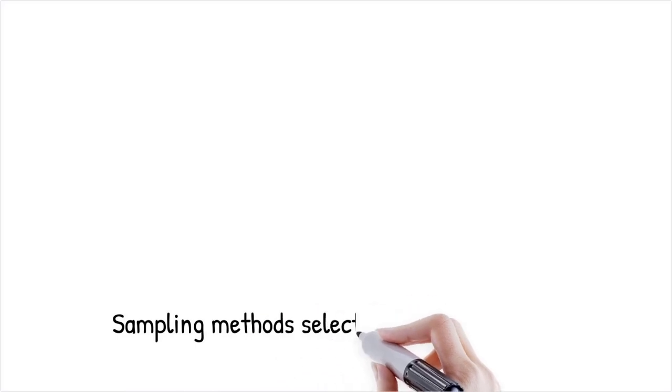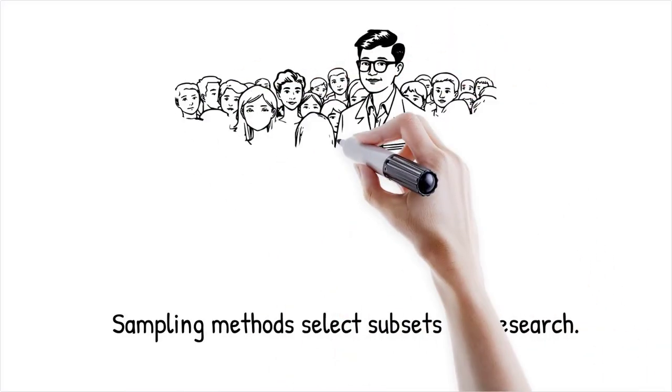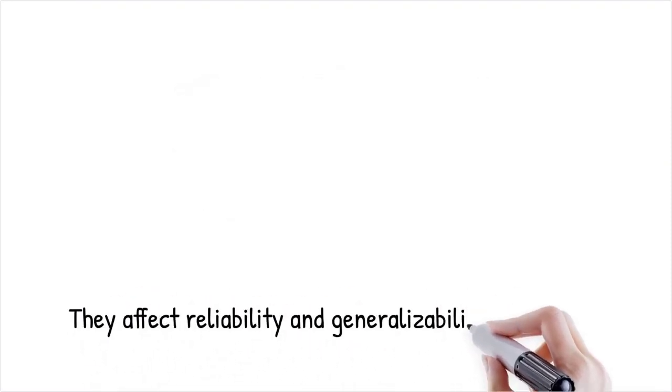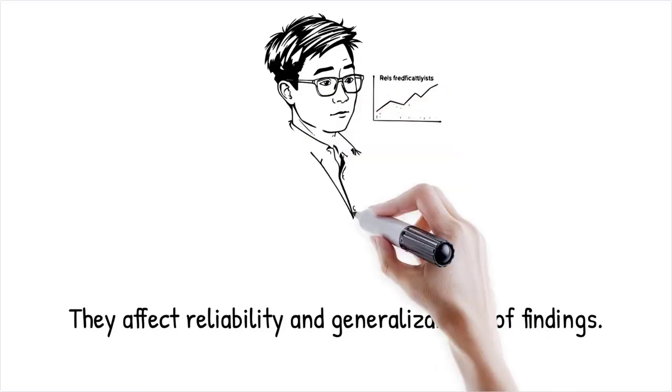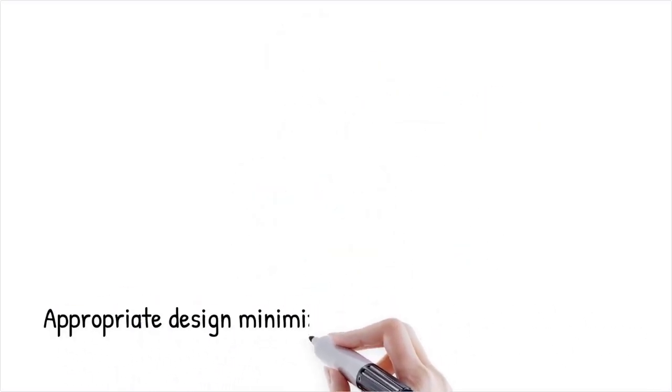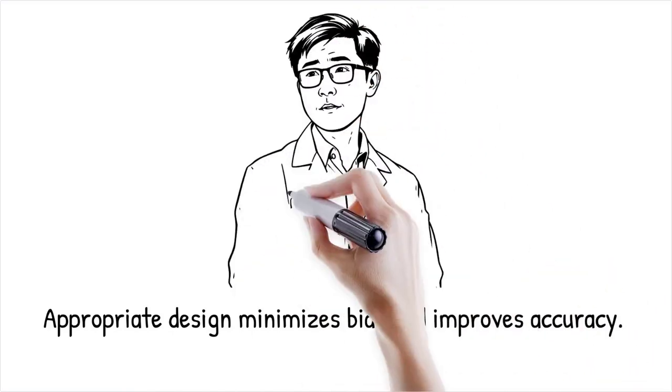Sampling methods provide a systematic approach to selecting a subset of individuals or elements from a larger population for the purpose of making inferences about that population. These methods are critical because they affect the reliability and generalizability of research findings. By choosing an appropriate sampling design, researchers can minimize bias and improve the accuracy of conclusions drawn from the study.